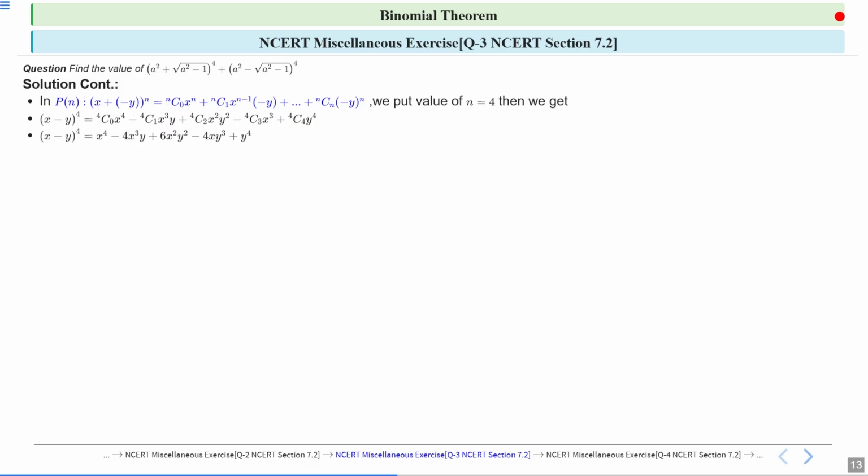So after simplifying, we get (x − y)^4 equal to x^4 − 4 x^3 y + 6 x^2 y^2 − 4 x y^3 + y^4. So (x + y)^4 + (x − y)^4 is simply equal to 2 times (x^4 + 6 x^2 y^2 + y^4).